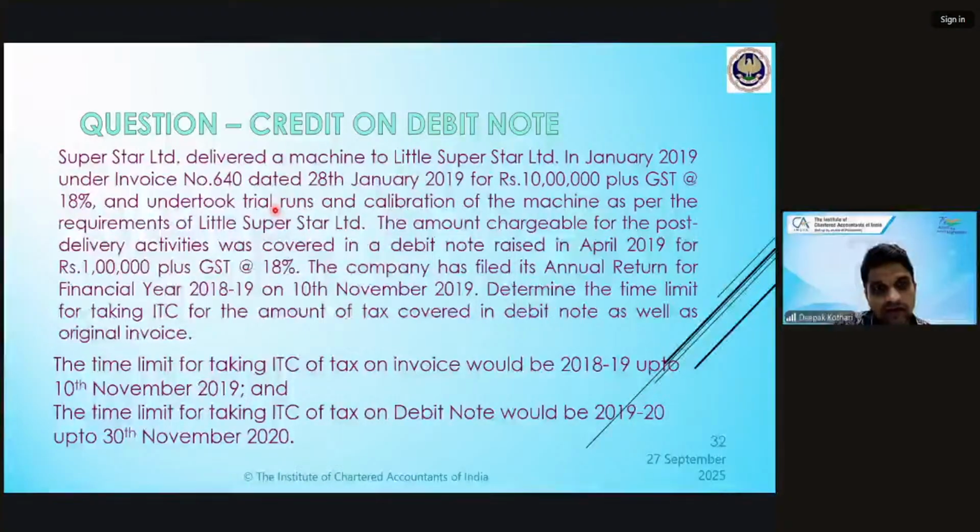Now for this trial runs and calibration, they have raised a debit note, which was raised in April 2019 for 1 lakh rupees plus GST. The company has filed its annual returns for the financial year 18-19 on 10th November 2019. Determine the time for taking ITC for the amount of tax covered in debit note as well as the original invoice. So the question is what is the time limit to claim the credit on the invoice and what is the time limit to claim the credit on the debit note?